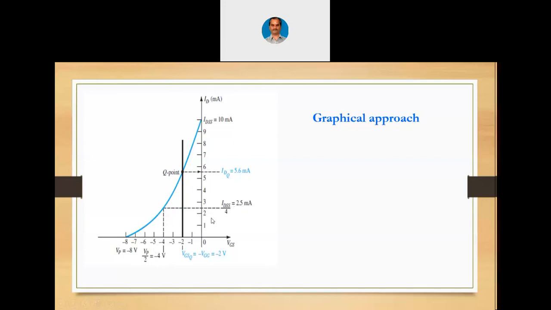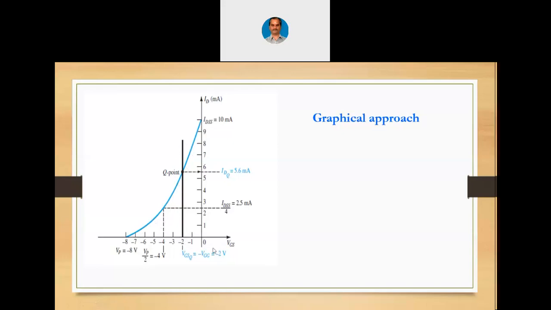And when VGS is 0.3 VP, that is 0.3 into 8, around 2.4 volts, we can identify one more point here, that will be 5 milliampere, IDSS by 2, corresponding to 2.4 volts. But here they are not distinctly shown, because it is assumed that we already have plotted this transfer curve as we had in that exercise earlier.